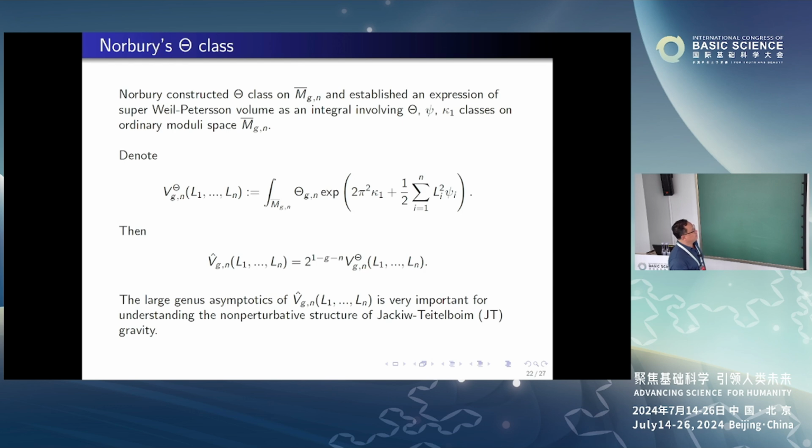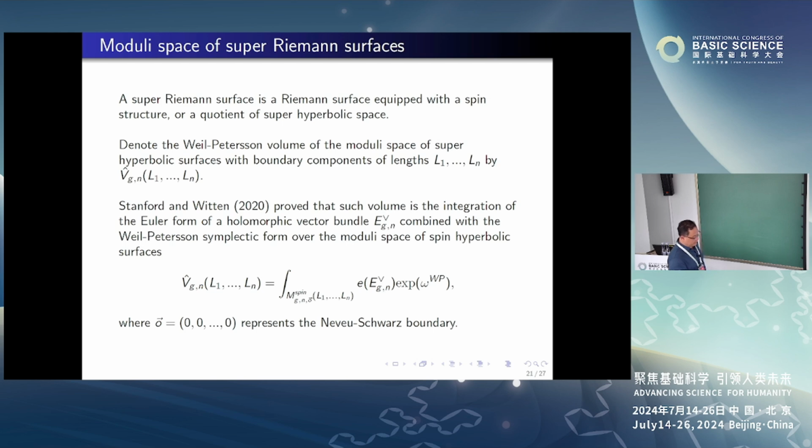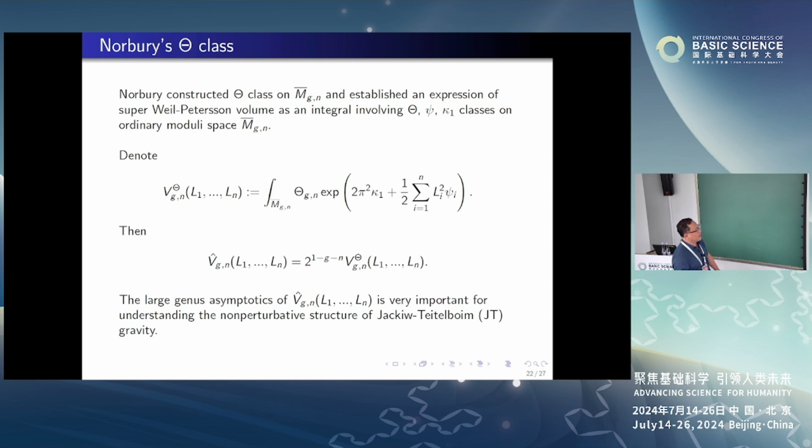But what he did is just push forward the Euler class of Stanford-Witten to the ordinary moduli space, which is just a finite cover. You put that class here, and this is actually a symplectic class, the Weil-Petersson class on a moduli space with boundary. Therefore you can reduce to the calculation of kappa 1 and psi classes together with a class from the Euler class of the spin structure. So the calculation of Stanford and Witten is reduced to calculation of this integral up to a constant.